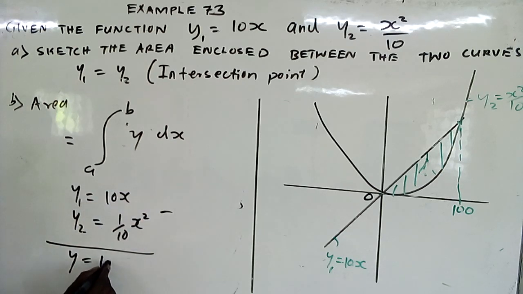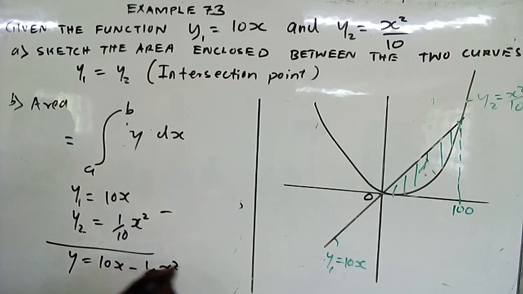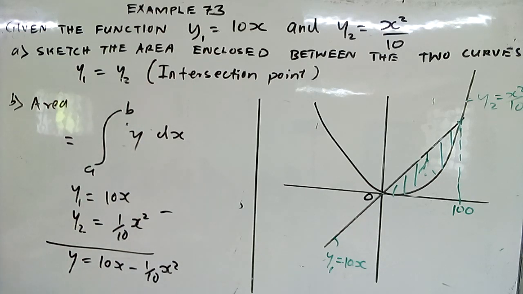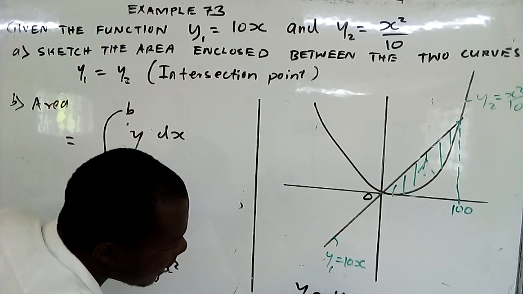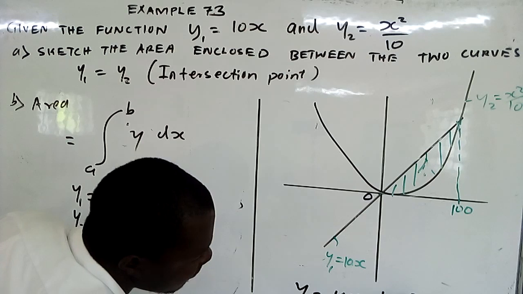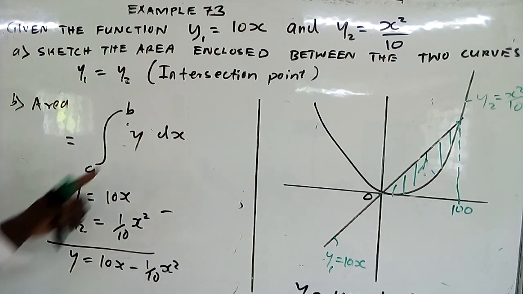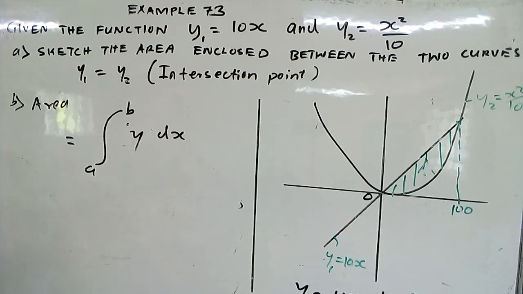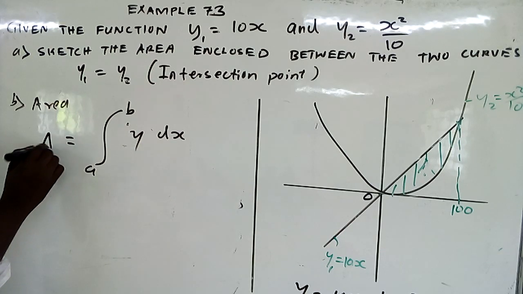So you find y to be equal to 10x minus 1 over 10 x squared. Are we together? So it is 10x minus 1 over 10 x squared. Yes. So that is your y. When you want the area after getting this y, do the substitution now. We found the curve y is 10x minus 1 over 10 x squared. So having found that, substitute in the equation to get the area.